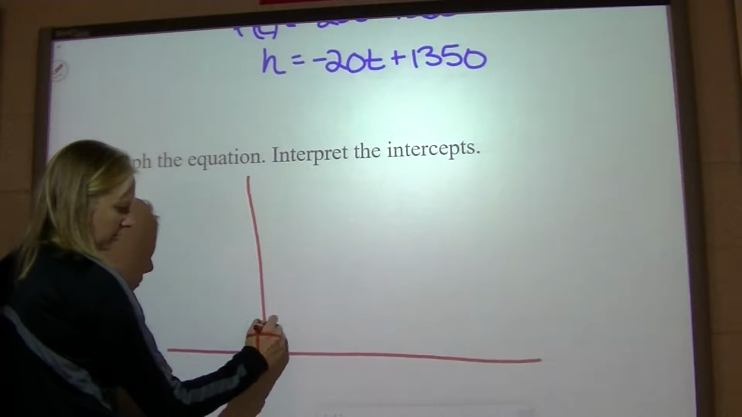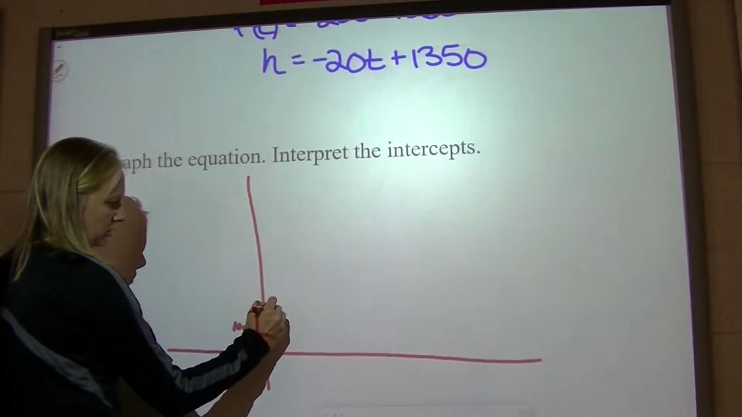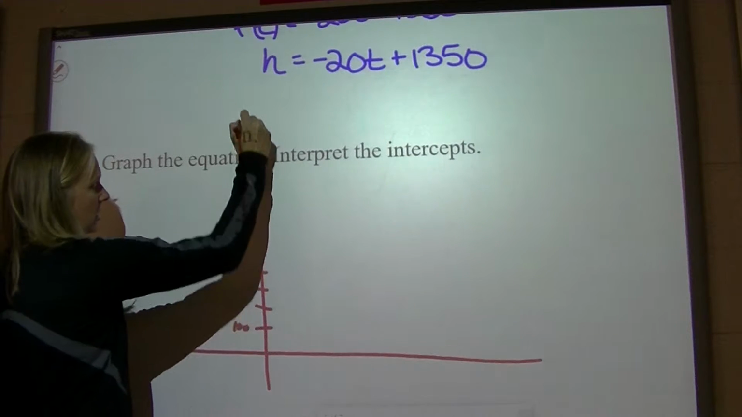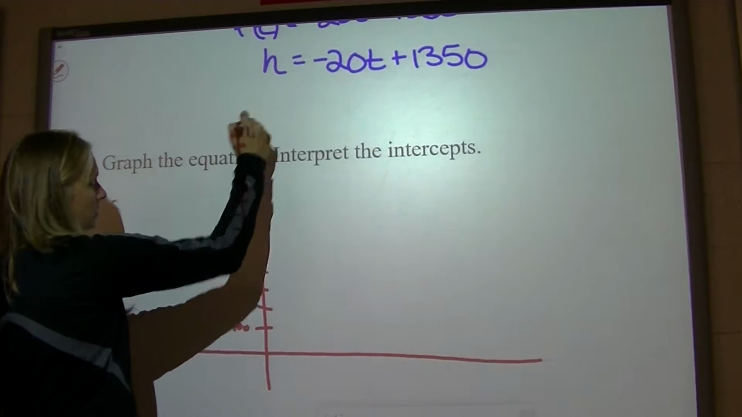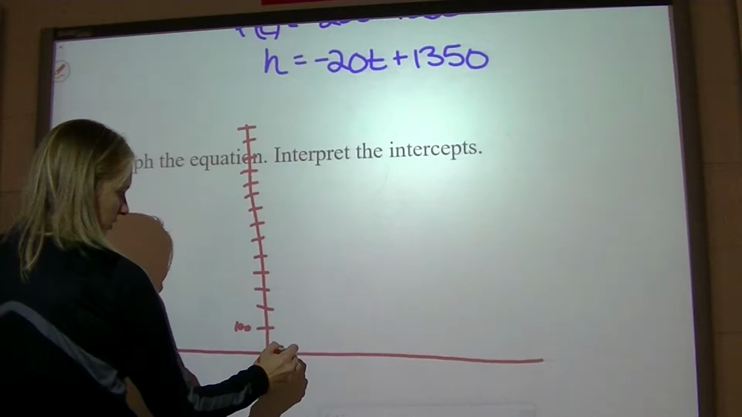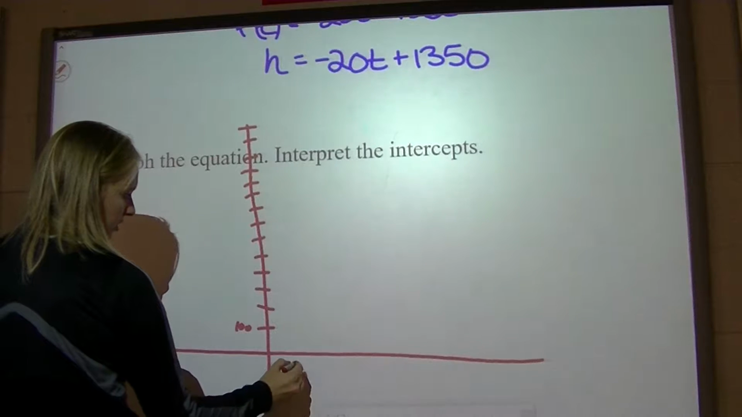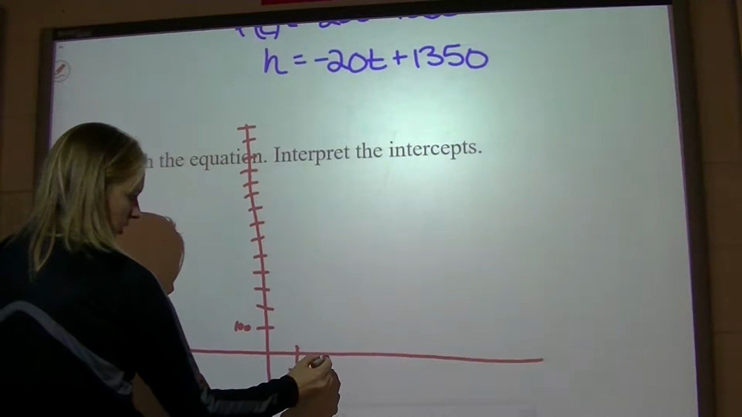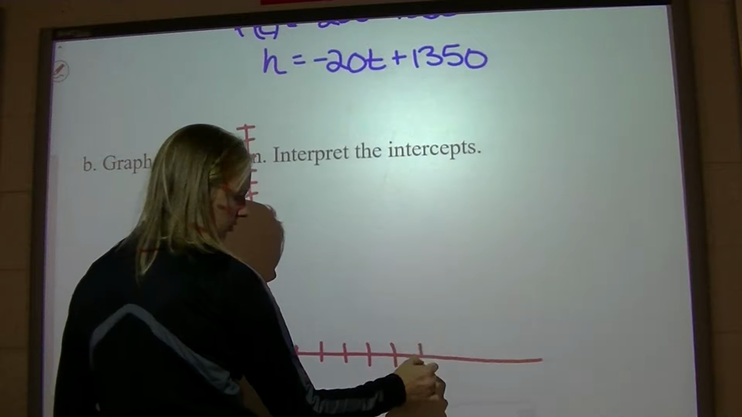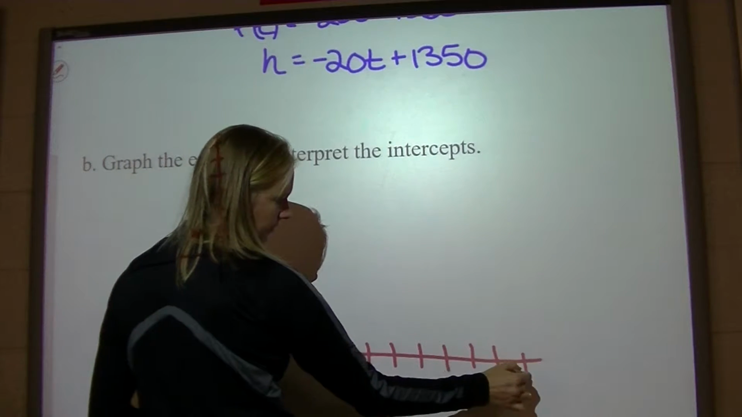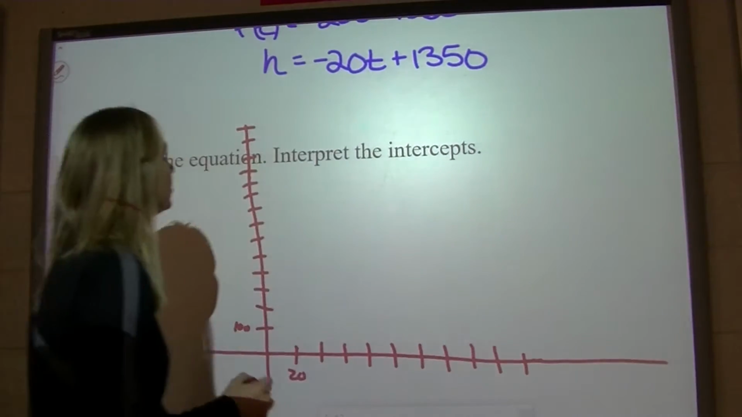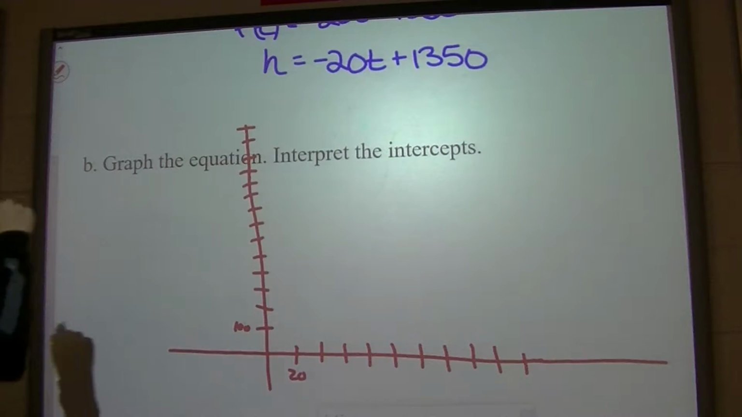My scale is going to be 100, so there's 100, 2, 3, 4, 5, 6, 7, 8, 9, 10, 11, 12, 13, 14. And then this will go by, might as well go by 20s. 20, 40, 60, 80, 100. Okay, I hope that's far enough. If not, I'll make an adjustment. Okay, so we go up 1350, right?